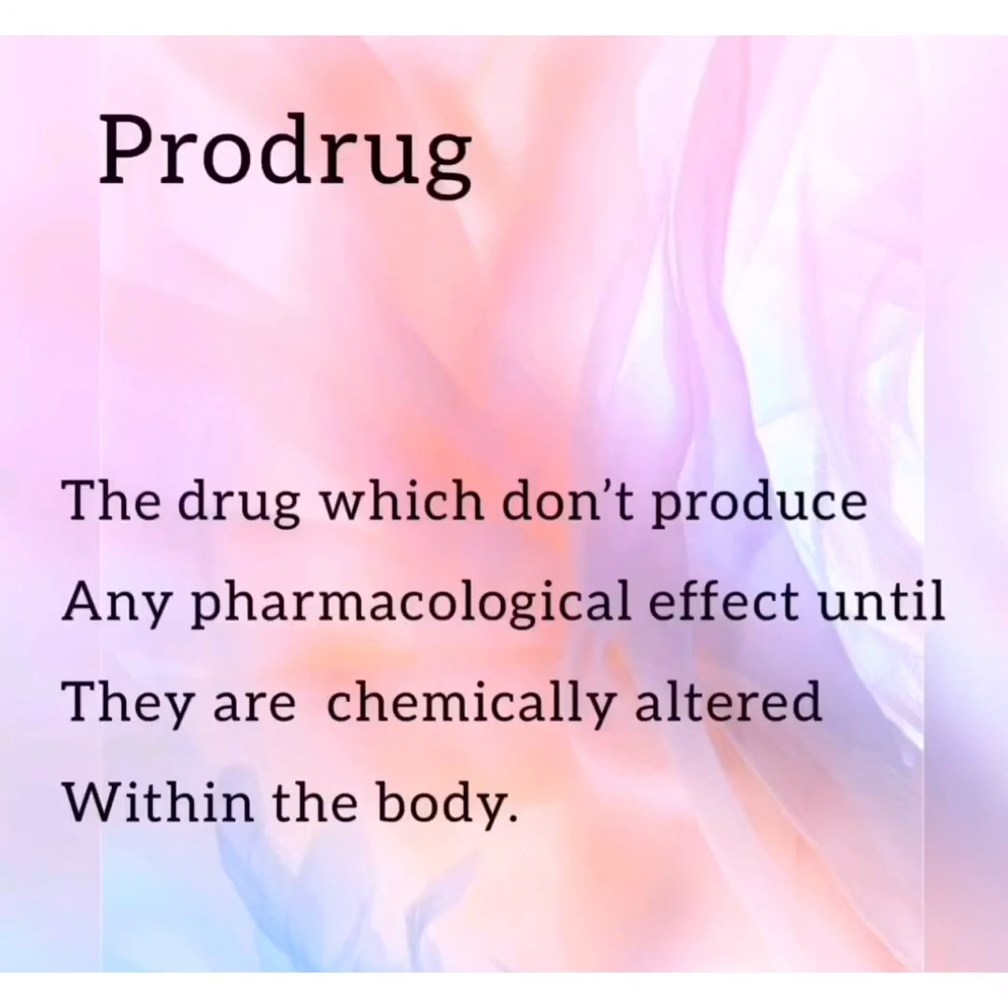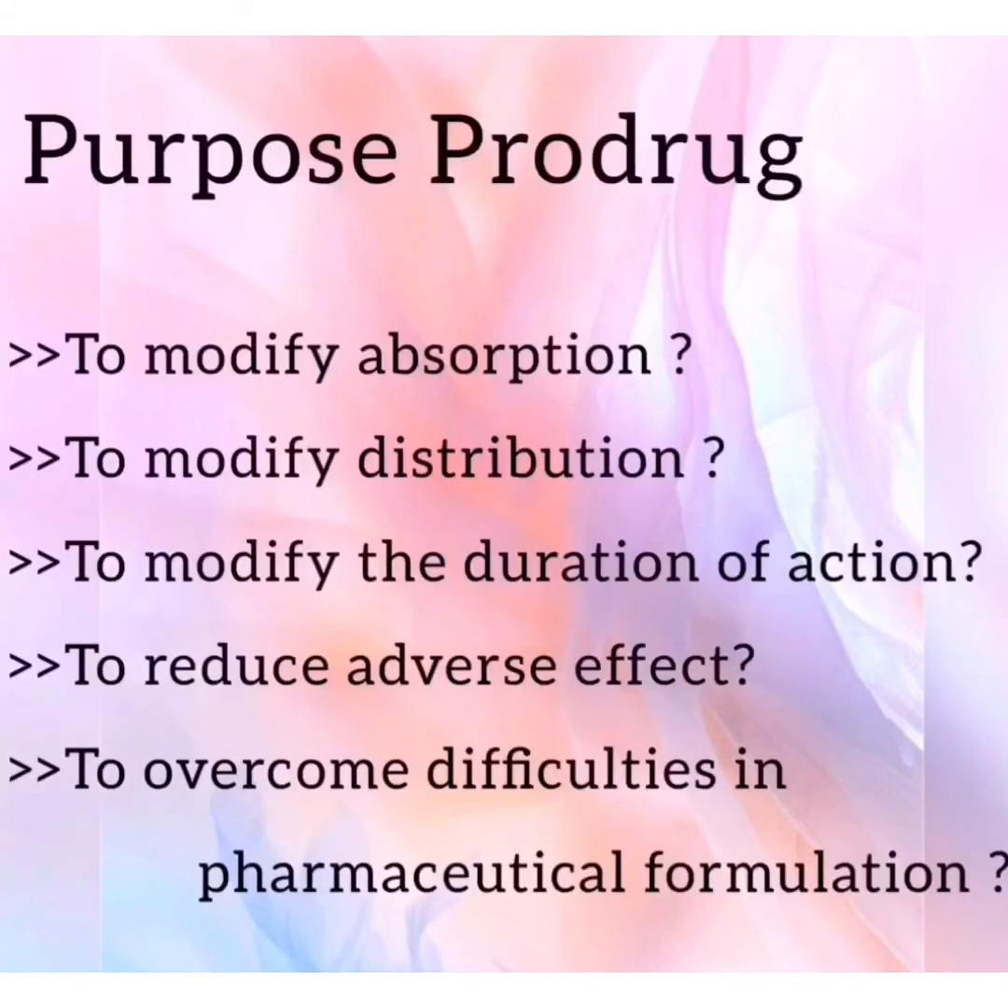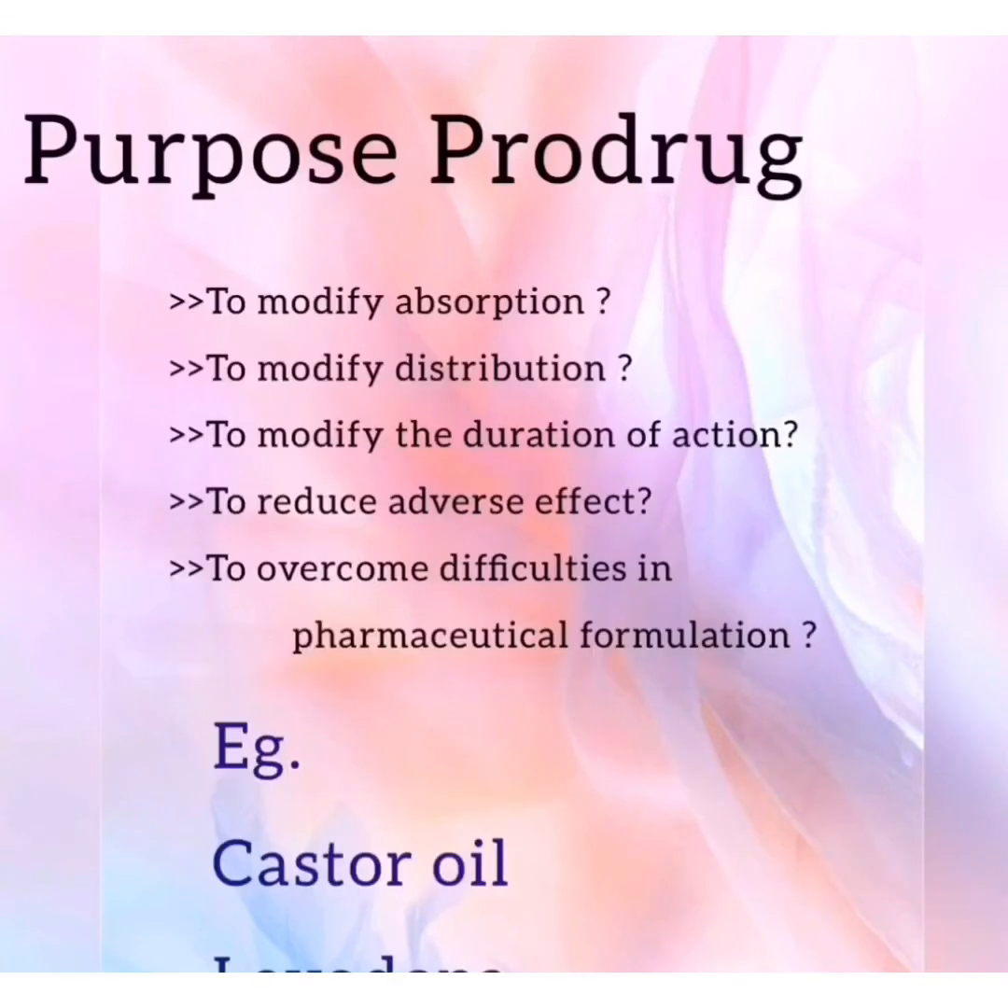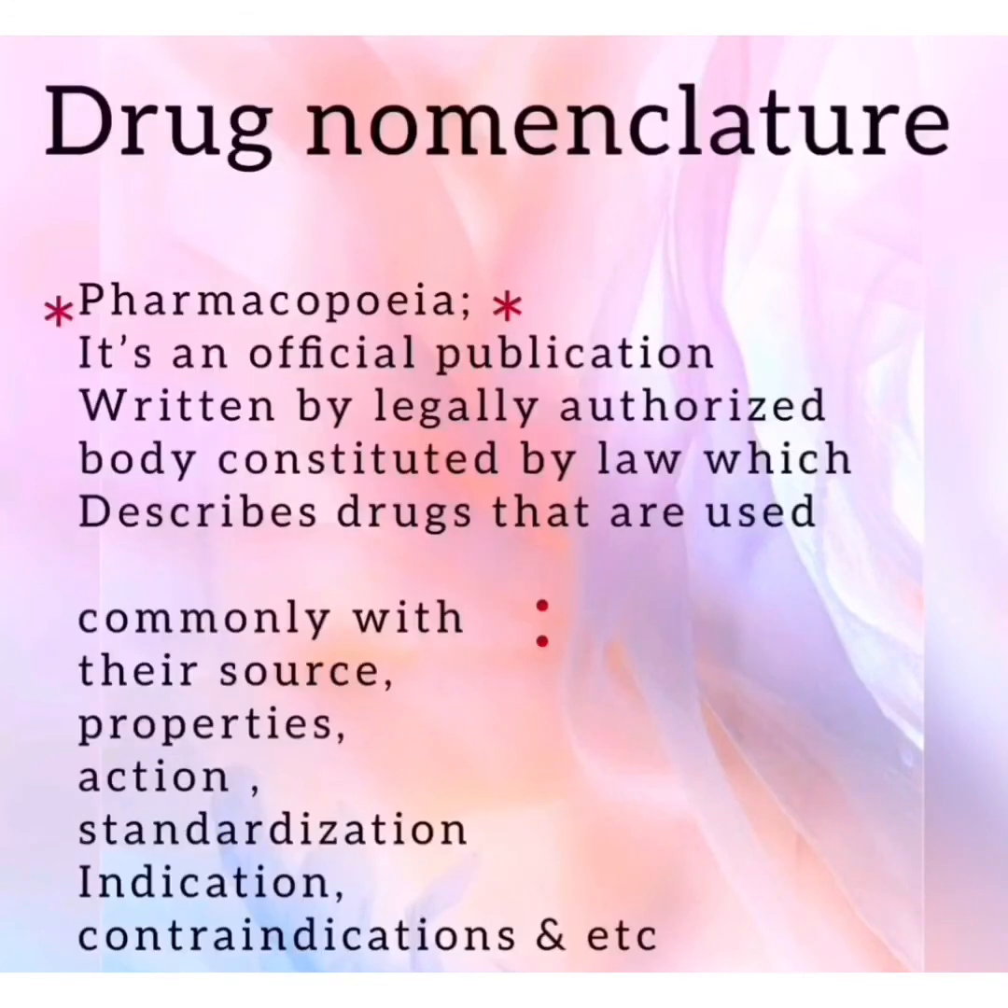Now we go through prodrug. What is prodrug? The drug which don't produce any pharmacological effect until they are chemically altered within the body. The purpose of prodrug is to modify absorption, distribution, and the duration of action, to reduce adverse effect, and to overcome difficulty in pharmacological effect.